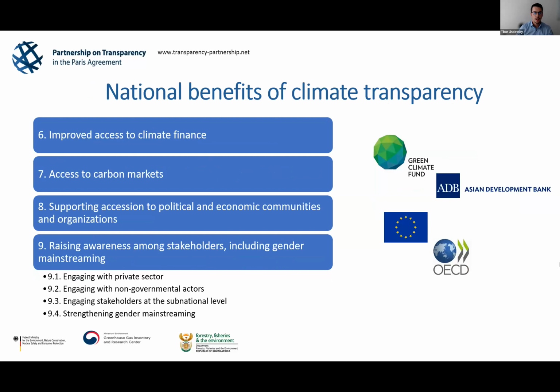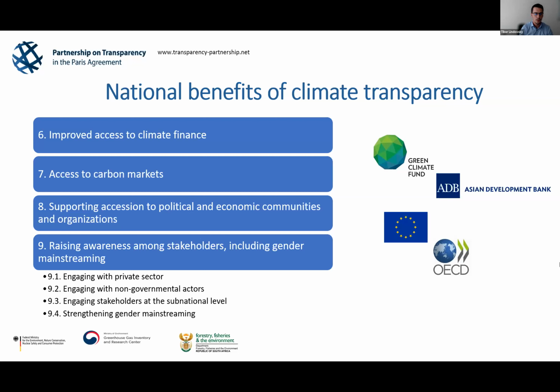Yes, the sixth section is focused on improved access to climate finance. And here, for instance, as you might know, developing country parties should report information on their financial support needed and received under the new enhanced transparency framework. And through this information, a country can provide a very clear sense of what financial needs and priorities the country has. And by providing such information in a very clear manner, it has the potential to make the providers of international support respond to the national needs and priorities of the country.